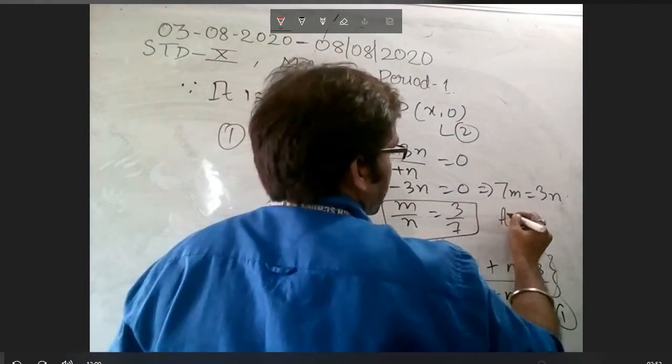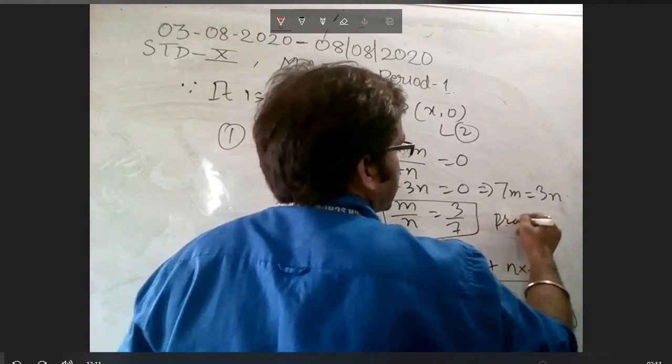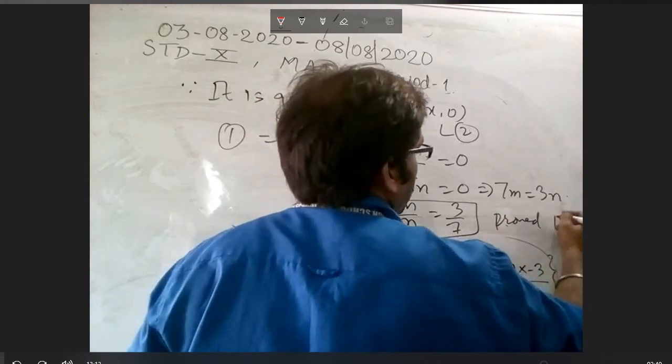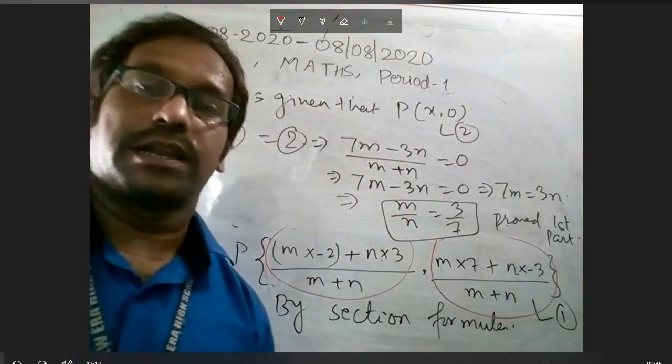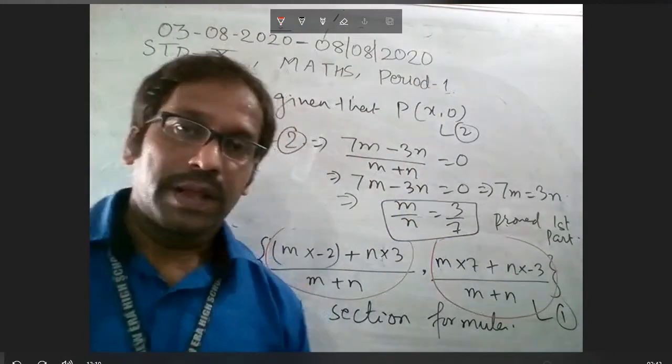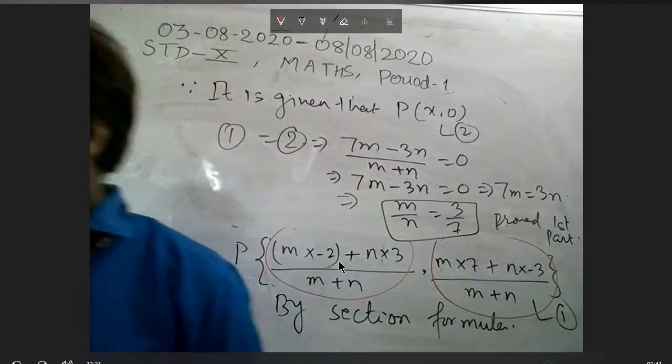So this is my first answer. My first part is proved. Now what do I have to find? I have to find the x also, because they are asking the location of the point. That means now I will have to find this value.